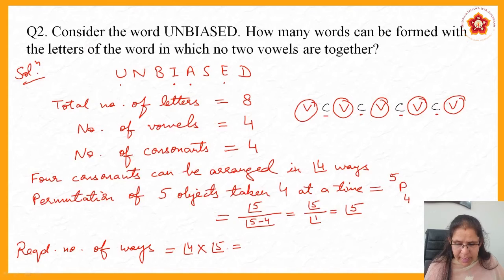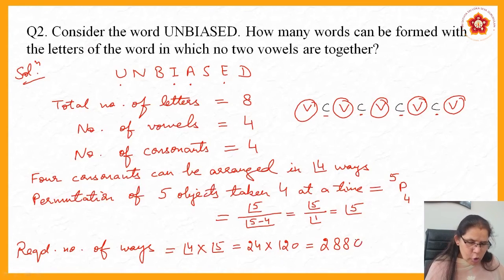So what answer do we get? Factorial 4 is 4 3s are 12, 12 into 2 is 24. And factorial 5 is 5 into 4 into 3 into 2 into 1, so that would be 120. Multiply these two, you will get the answer 2880.